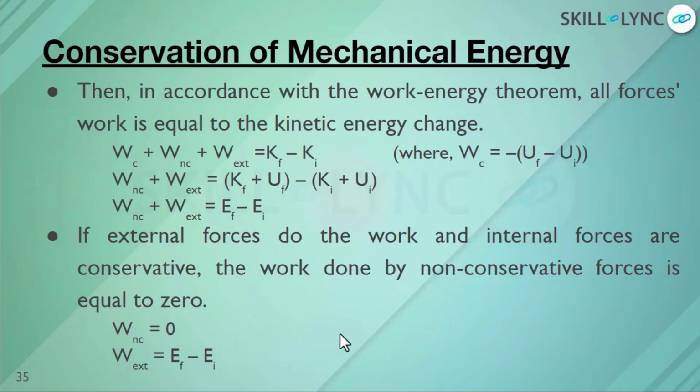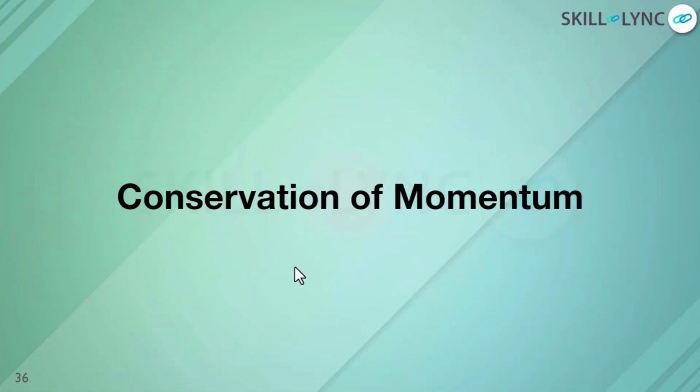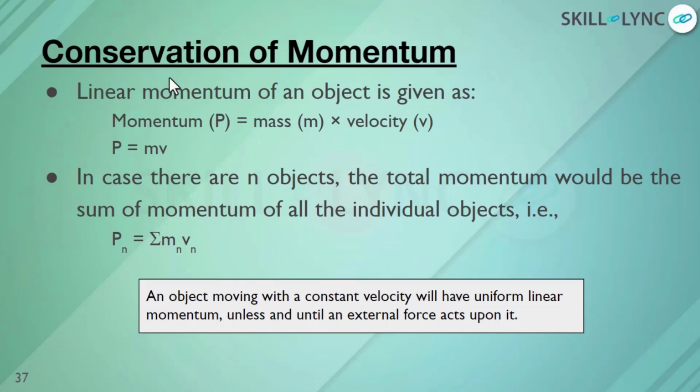Next, we are going to study the conservation of momentum. So let's find out what momentum is. Linear momentum of an object is given by momentum equals mass times velocity, where momentum is denoted by capital P, mass by small m, and velocity by small v. Thus, P is equal to m into v.